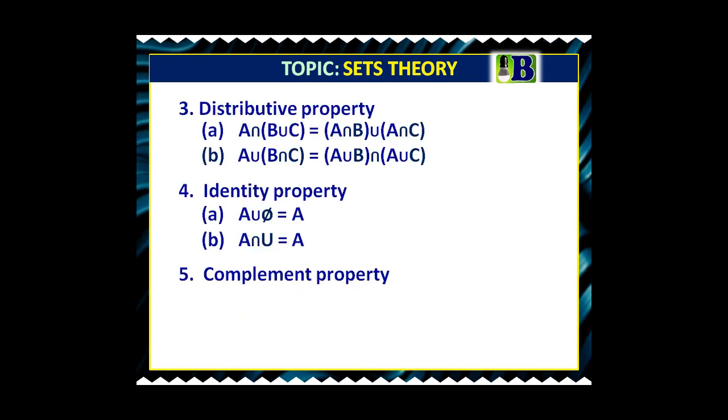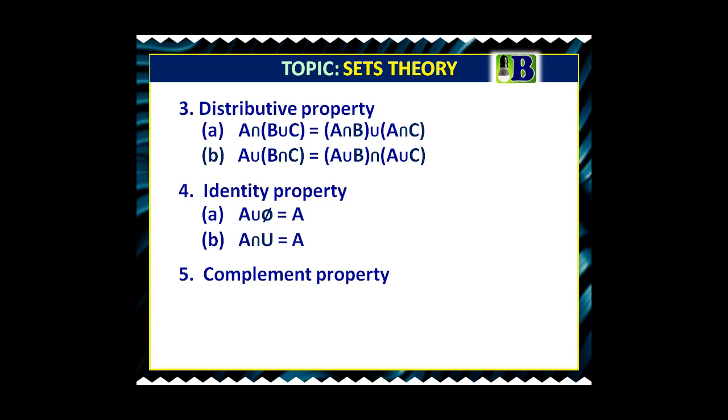The distributive property has to do with the combination of the intersect and the union. The first one we have here says A intersect (B union C) is equal to (A intersect B) union (A intersect C). Then the second aspect of it says A union (B intersect C) is equal to (A union B) intersect (A union C).